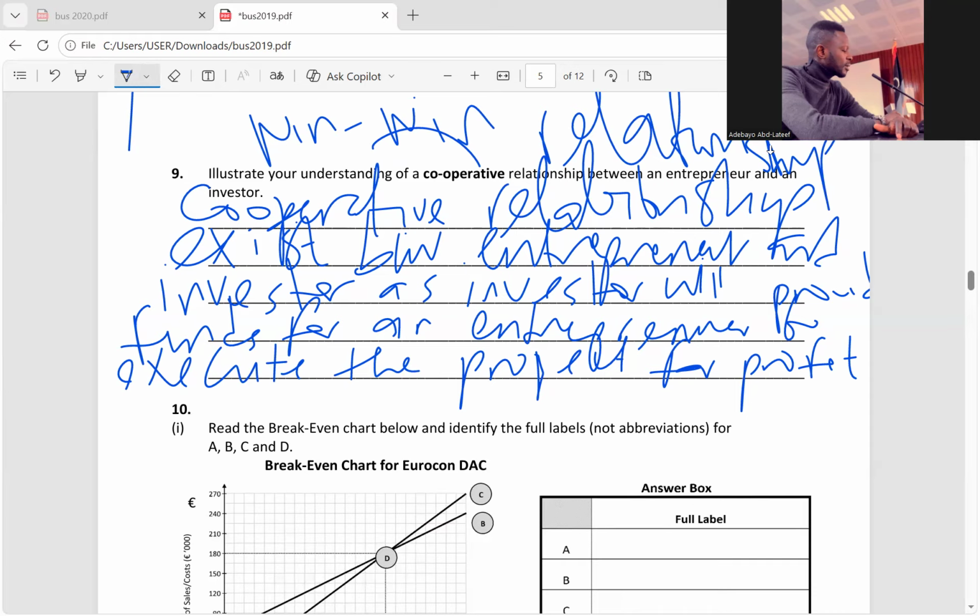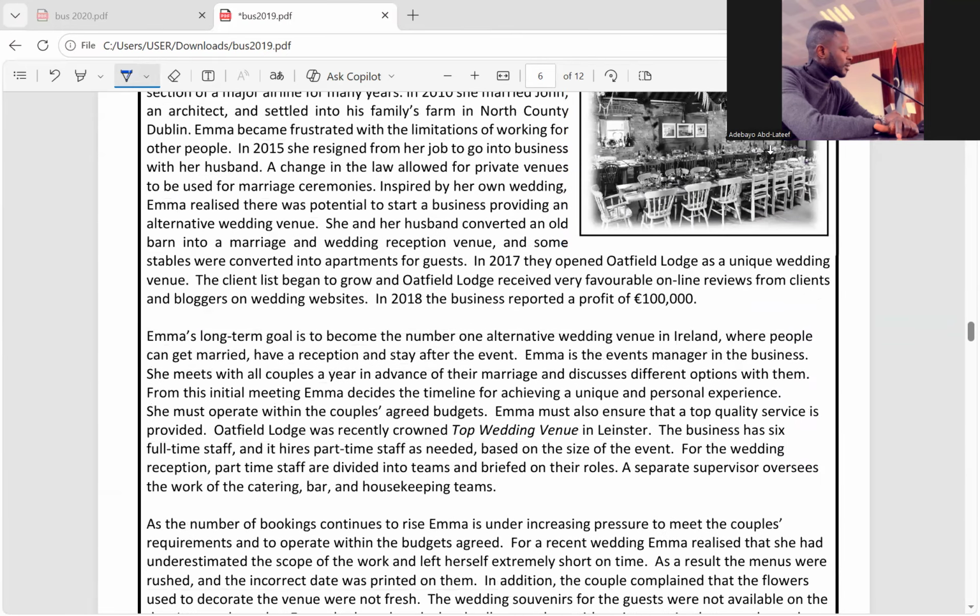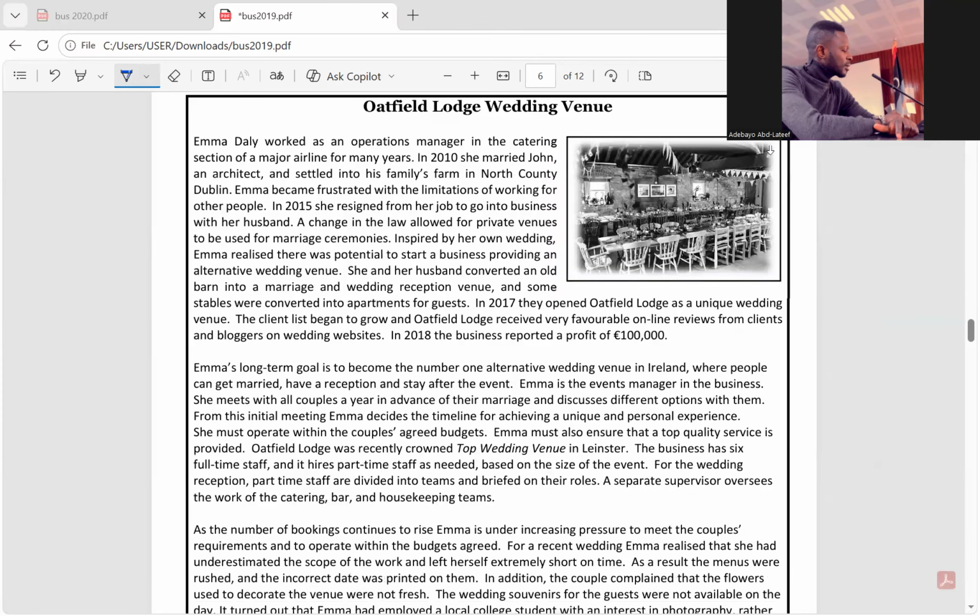So we have section 2. There's a case study for section 2. I'm going to read it out and you're going to listen. Emma Daly worked as an operations manager in the catering section of a major airline for many years. In 2020, she married John, an architect, and settled into his family's farm in North County, Dublin. Emma became frustrated with the limitations of working for other people. Here, look at what they said.